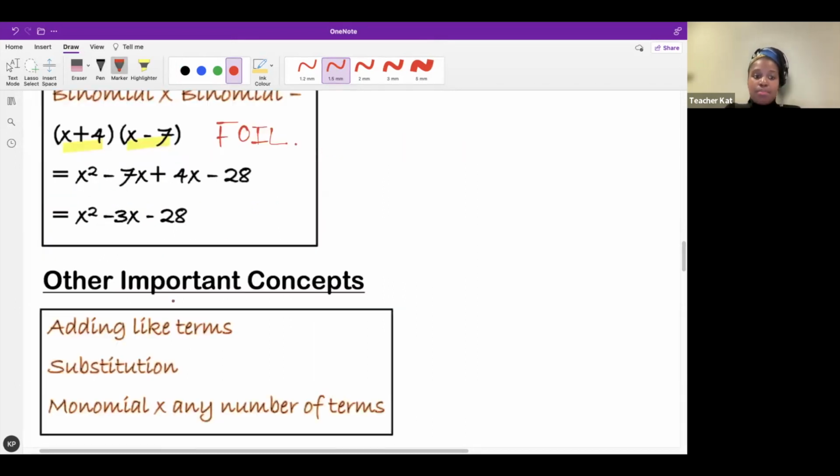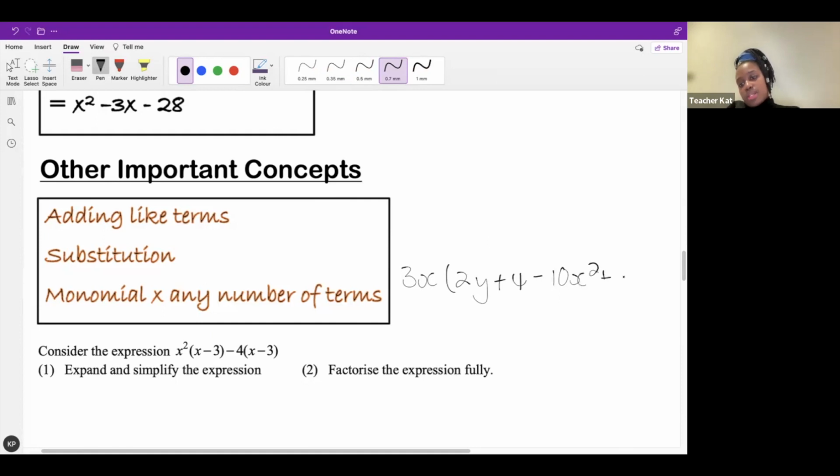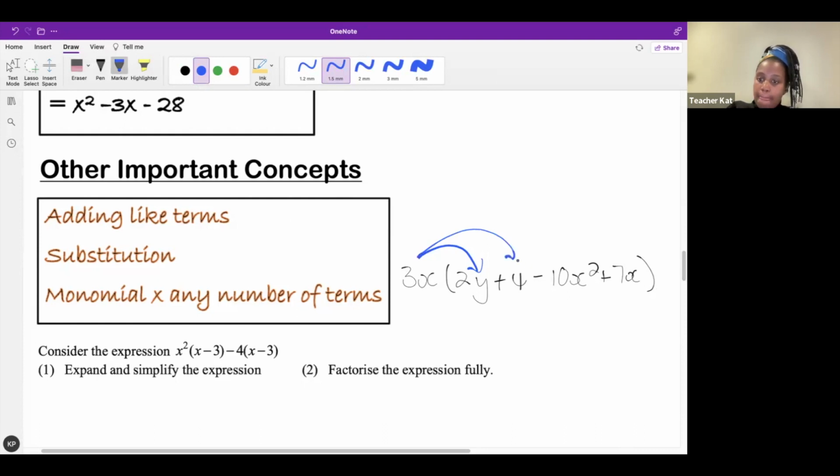Okay. The other important concepts we need to remember is adding like terms, substitution, and when you have a monomial times any number of terms. But that is the same as the first one. So if I have 3x times 2y plus 4 minus 10x squared plus 7x. Okay, it doesn't matter how many are in the bracket. You are still going to distribute this guy. All right.